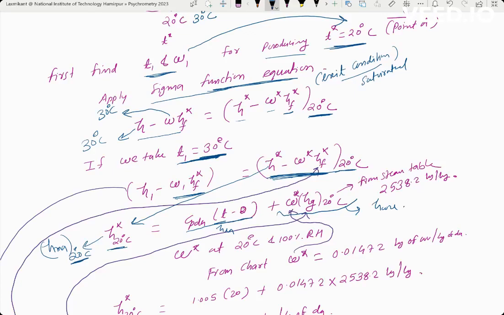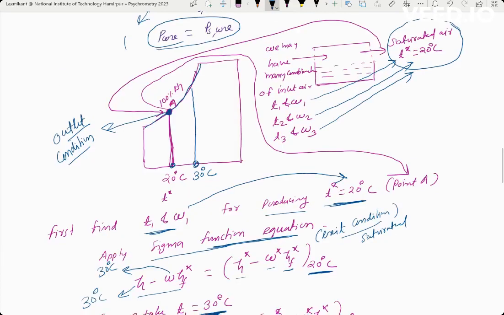So the third equation, this is for dry air, and the third equation was simply the Hg at 20 degree Celsius. Okay, omega star at 20 degree Celsius and 100% RH from the chart. Because we know two properties, 20 degree Celsius and 100% RH, and the barometric pressure we are considering, 101.325 kilopascal. Okay, so for this condition we get the intersection point A.